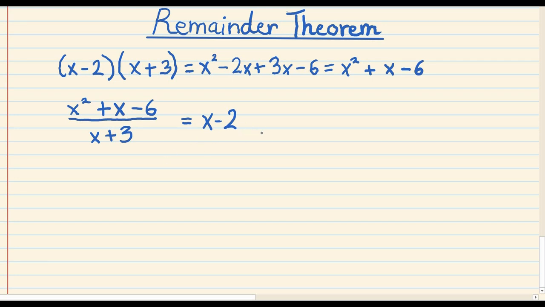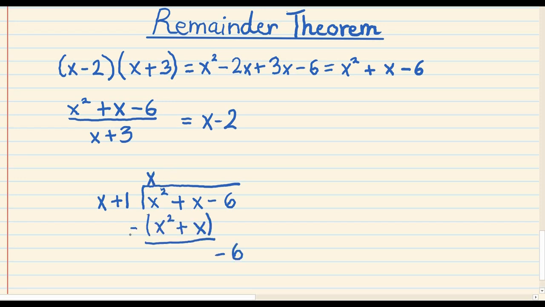But instead, what about in the case where x squared plus x minus 6 is divided by an expression that isn't a factor? So we can choose anything just to demonstrate the point. For sake of simplicity, I'll just divide it by x plus 1. When you divide x squared plus x minus 6 by x plus 1, you get x with a remainder of minus 6. This is quite similar to the idea of dividing one number by the other.